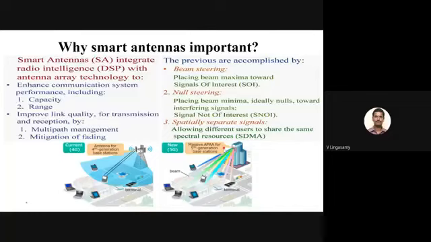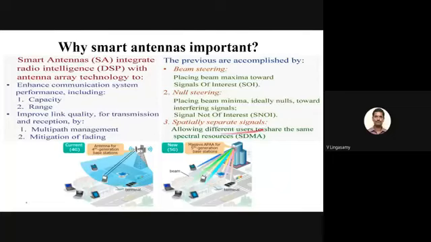For example, if I am getting some degradation in a particular direction, then I can do this very well by placing the beam minima, which means a beam null, towards that particular direction, which is signal not of interest. In that direction, I can just send the nulls, not the power, I mean beams. Therefore I am saving the energy. I'm not spending any more energy in the undesired direction.